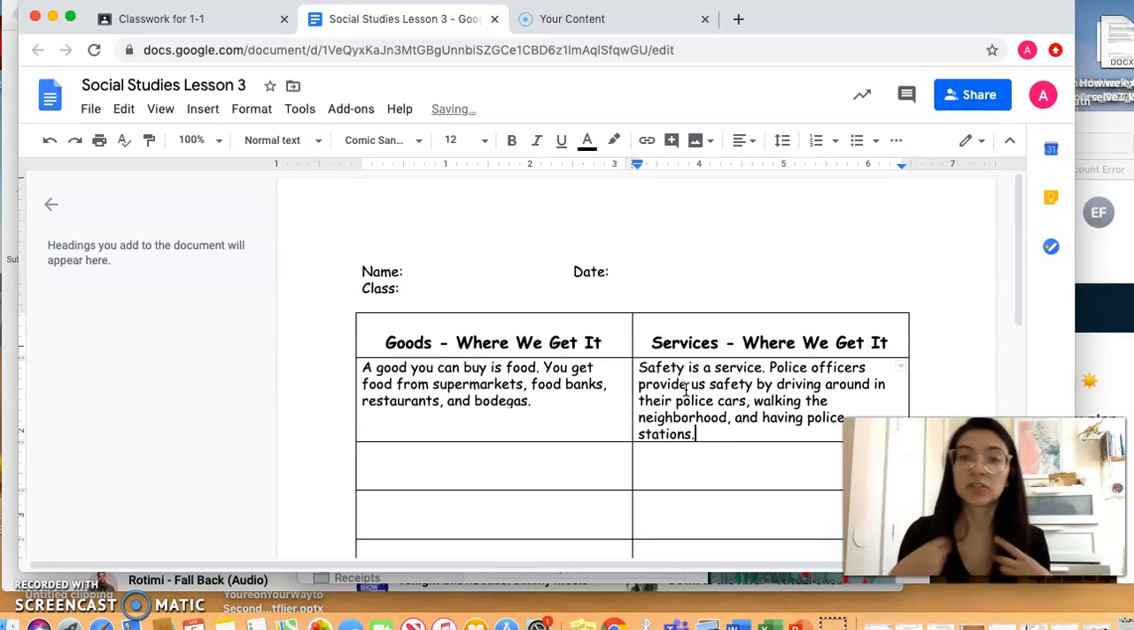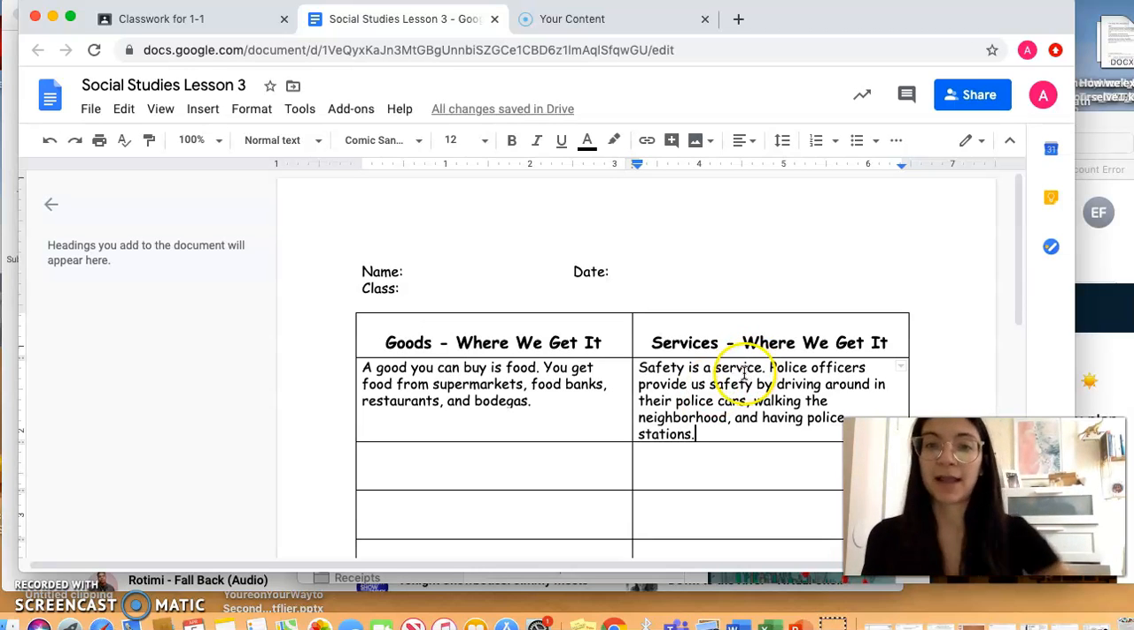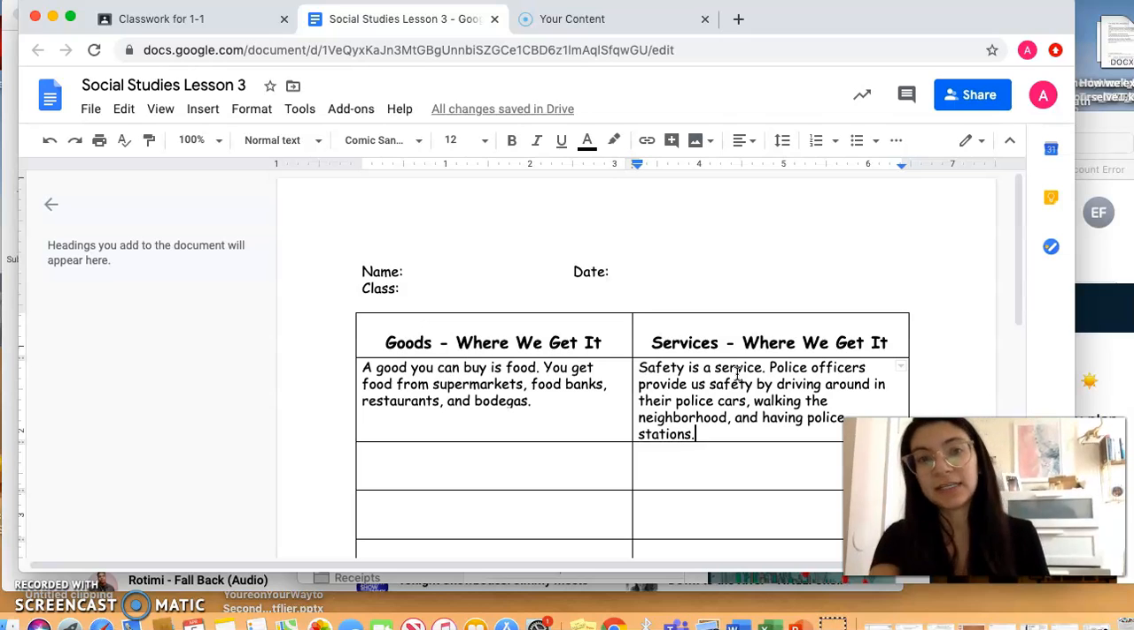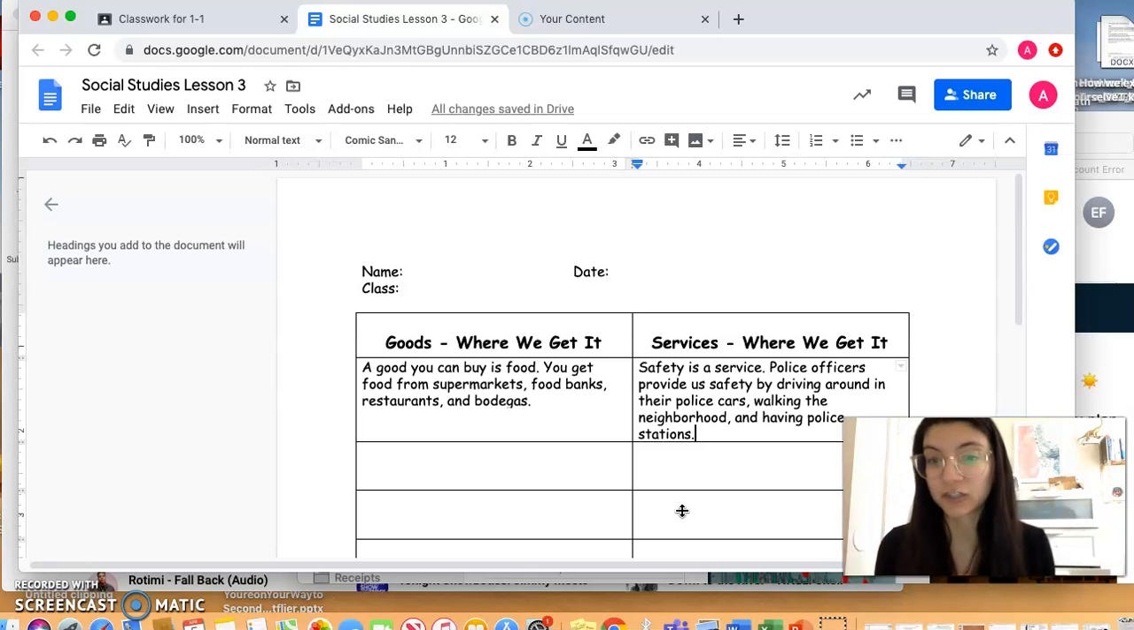So I just made sure to first describe the different goods and services, safety, and a good was food, and then where you can get these. Services are a little different because you don't necessarily go out to get safety, but we get safety from having police officers around us, driving around in cars, working in our neighborhoods, as well as their police stations.